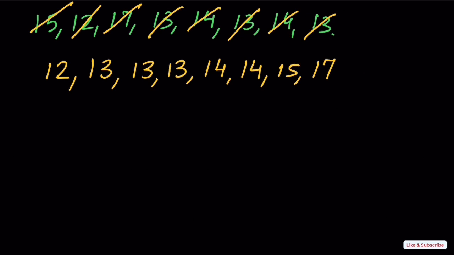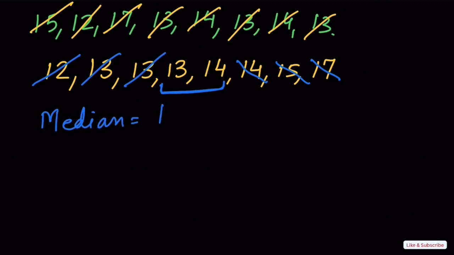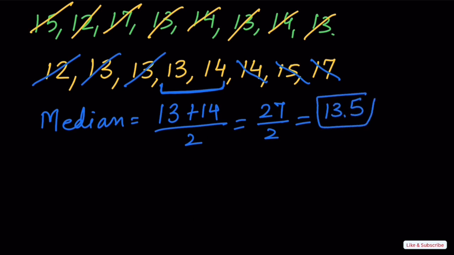Now, to find out the median, we need to cross out the numbers from both the ends. The first number cancels the last number. The second cancels the second to last. Third cancels the third to last. If I cross out one more number, I have nothing in the center. So what I'm going to do in this case, we'll take the average of these two numbers which we found at the middle. That's going to be 13 plus 14 over 2. That's 27 over 2, which gives me 13.5.